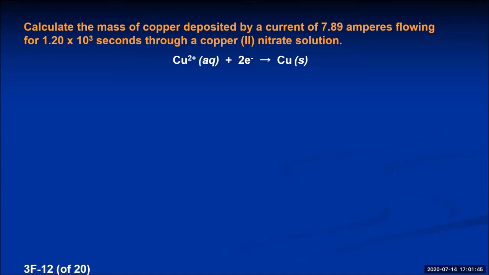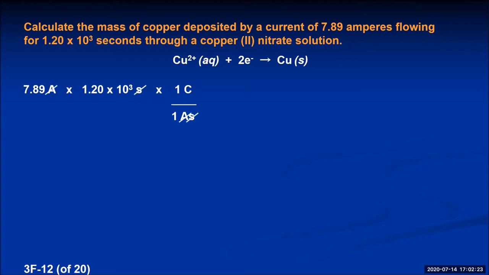Here's how we start. Whenever you run a current through a solution, if you multiply the current, which in this case is 7.89 amps, by the amount of time that the current is flowing, which is 1.20 times 10 to the third seconds, if you multiply these together, you get amp seconds. And an amp second is the same thing as a coulomb. So by multiplying those together, you've now calculated how many coulombs of charge have passed through the electrolytic cell, because 1 amp second is a coulomb. This allows amps and seconds to cancel out.